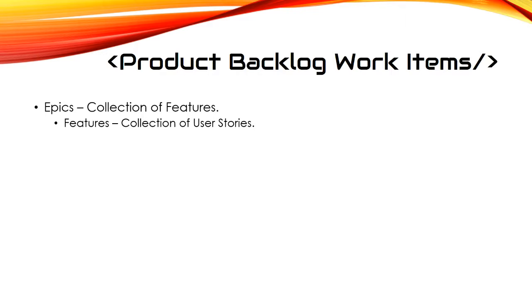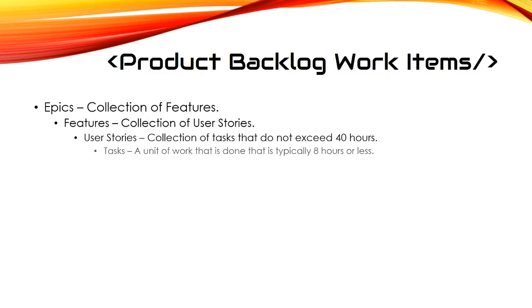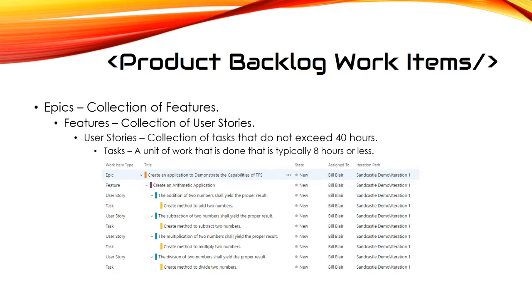These are features. Features are a collection of user stories. User stories are a collection of tasks. So your user story should not be more than 40 hours. If it is, you need to break it up or create additional user stories. A task is a unit of work that is done typically within 8 hours or less. And this is what it will typically look like inside your backlog in TFS.